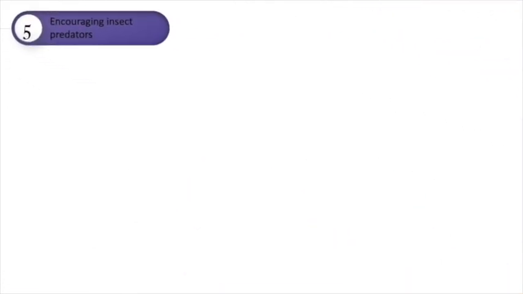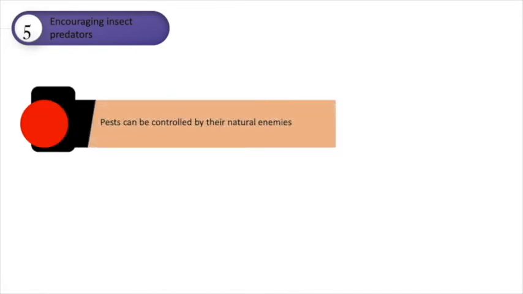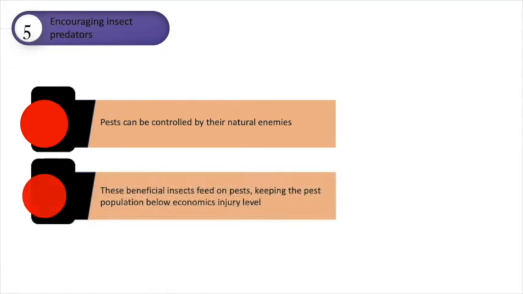Next is encouraging insect predators. Pests can be controlled by their natural enemies too, by growing a variety of flowering plants, specifically those belonging to the Umbelliferae family, such as fennel and celery. Insect predators will be attracted to stay in the garden. These beneficial insects feed on pests, keeping the pest population below the economic injury level.